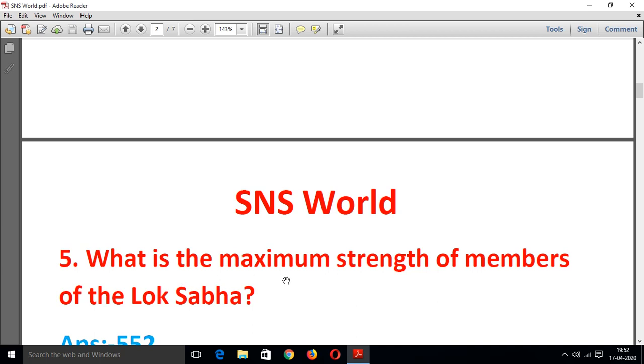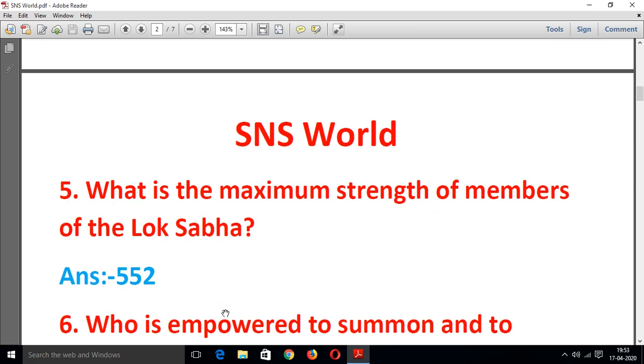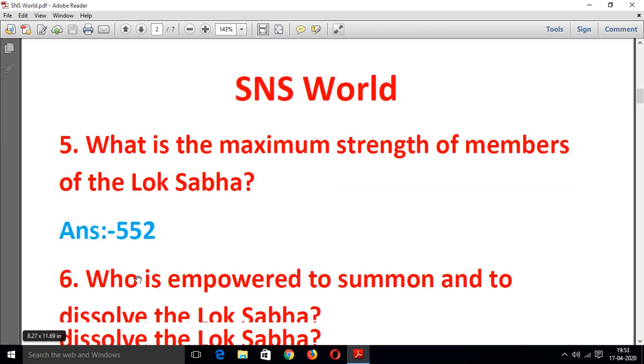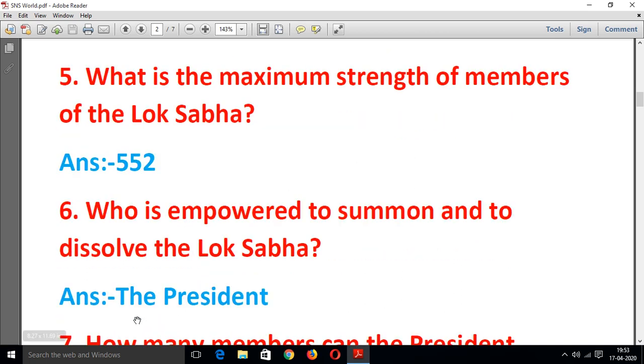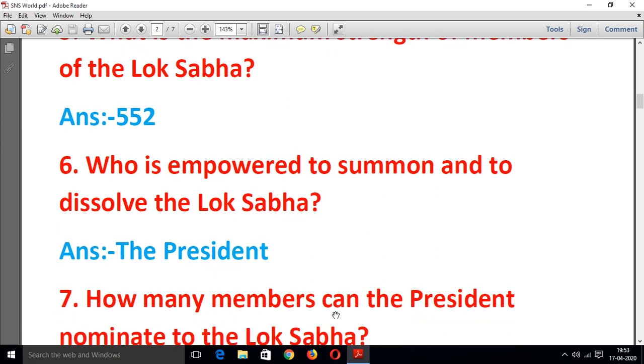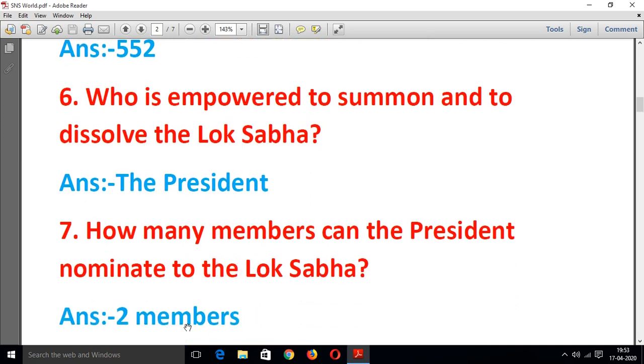What is the maximum strength of members of the Lok Sabha? 552 members maximum. Who is empowered to summon and to dissolve the Lok Sabha? The answer will be the President. How many members can the President nominate to the Lok Sabha? 2 members.